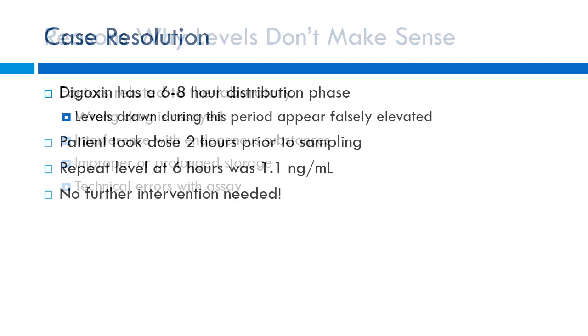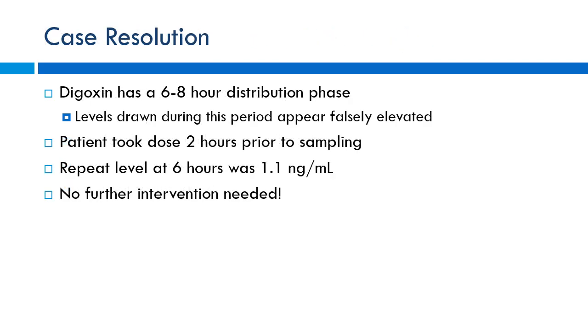Okay, so anyway, with this case, let's say digoxin has a 6 to 8 hour distribution phase, and if you draw the levels too early, they're going to look really falsely elevated because the drug is still in the blood before it distributes out into the tissue. And so in this case, you talk to the patient and find out that they took their dose 2 hours before they got the lab done when they came into your office, right? So when you repeated it 6 hours later, it came back at 1.1 nanograms per mL. It's in the right range, and now you don't have to have any intervention.